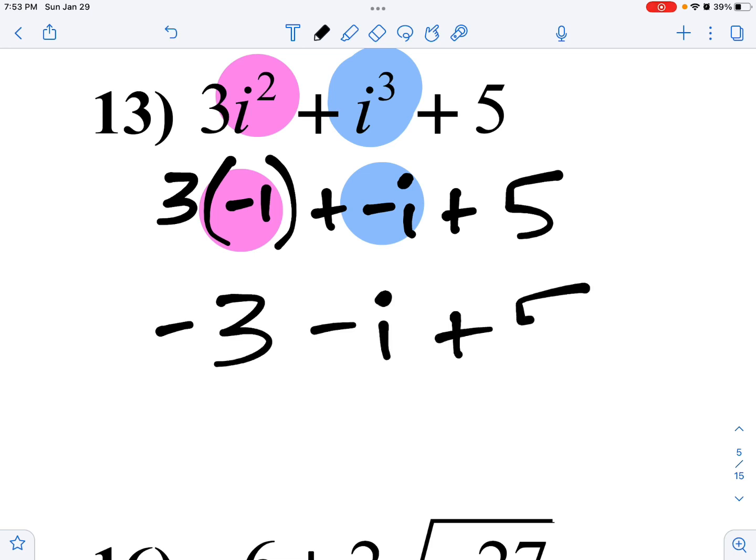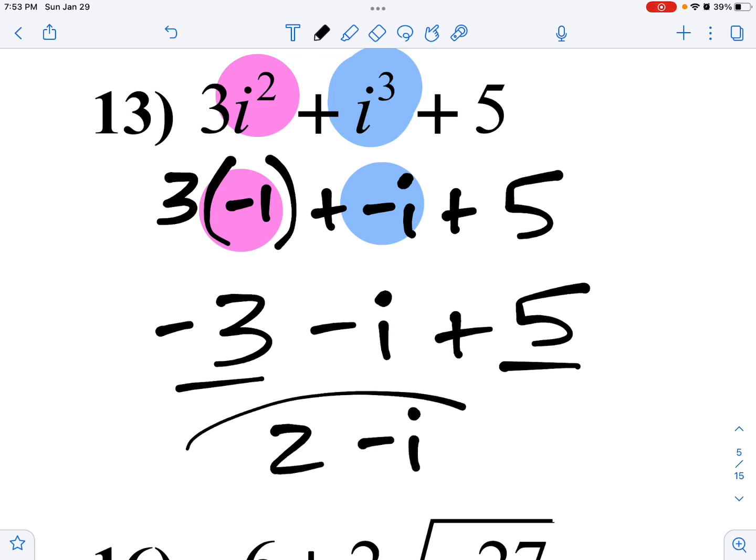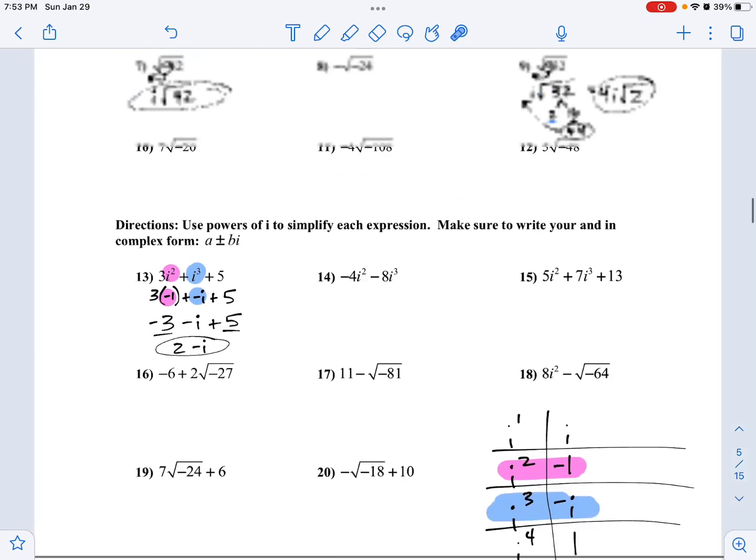And plus 5. And do you see these like terms that you can combine, like these whole numbers? -3 plus 5 is 2. And then just keep the minus i. And remember, technically, they want you to write the number first and the i second.